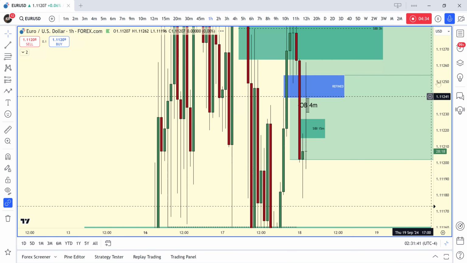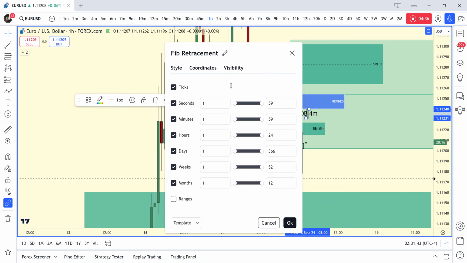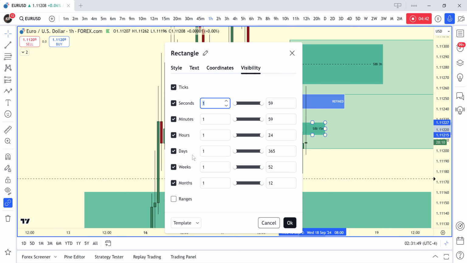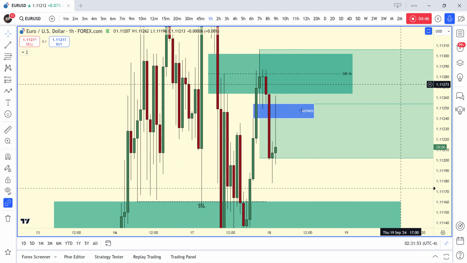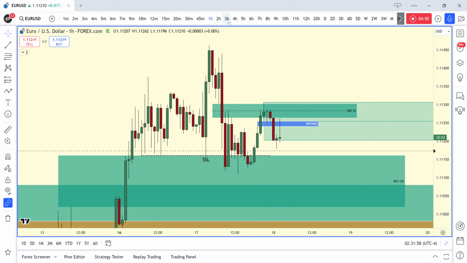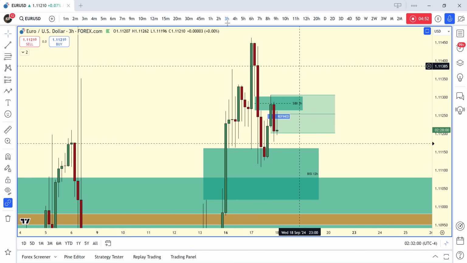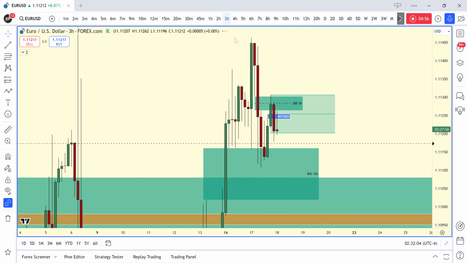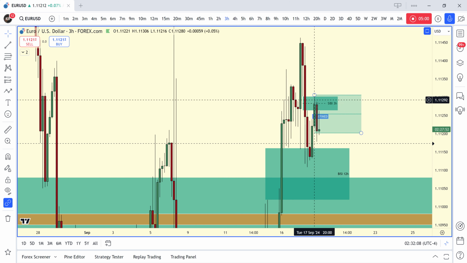Okay. Give me a sec while I hide these things. 15-minute. It's the 1 hour. Okay. So the clearest thing we have is this on the 3-hour. The 2-hour is also a gap, but the 3-hour is the clearest. It's basically like a unicorn gap. So we traded it into there.